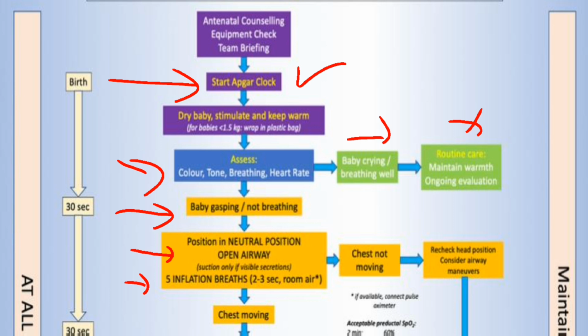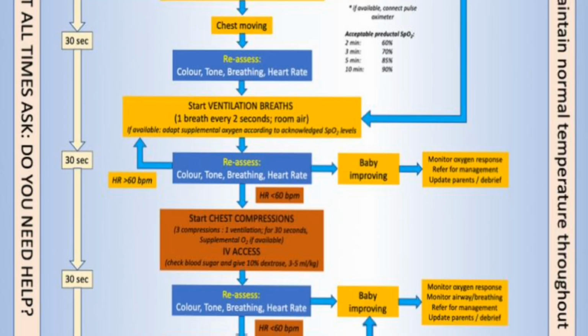Then you have to know the acceptable preductal saturations. At 2 minutes we're supposed to at least have 60%, then at 3 minutes 70%, then at 5 minutes 85%, then at 10 minutes 90%. So you shouldn't worry too much when you're just starting the resuscitation and want it to be at 99%. No.